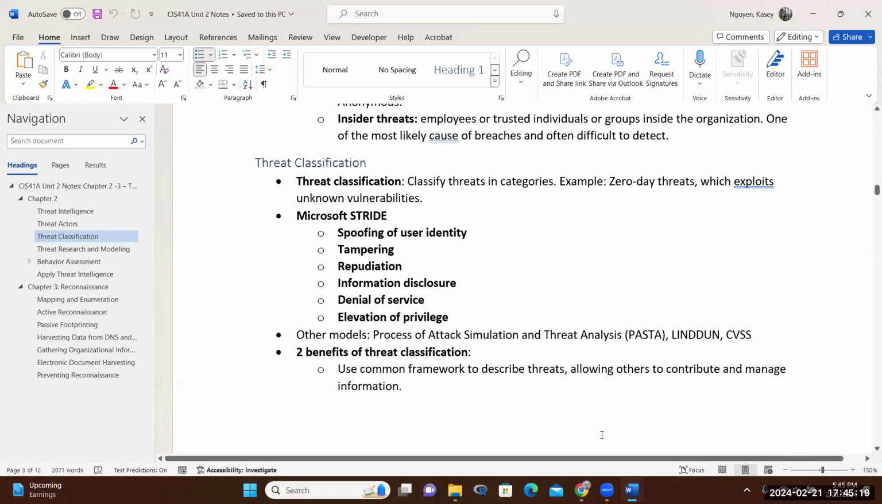All right, so let's talk about threat classification. We will need to do this, right? This is going to be your job.